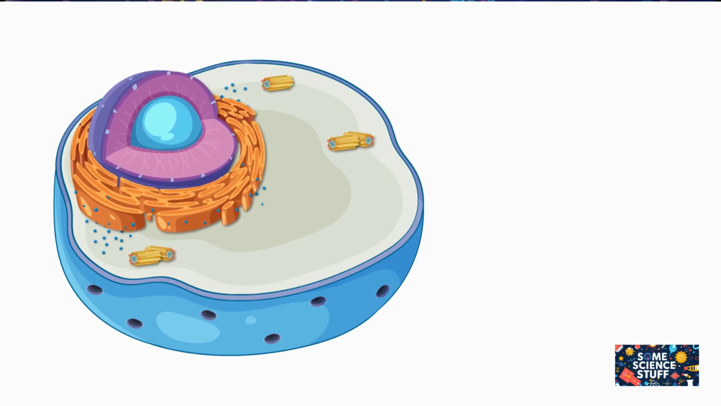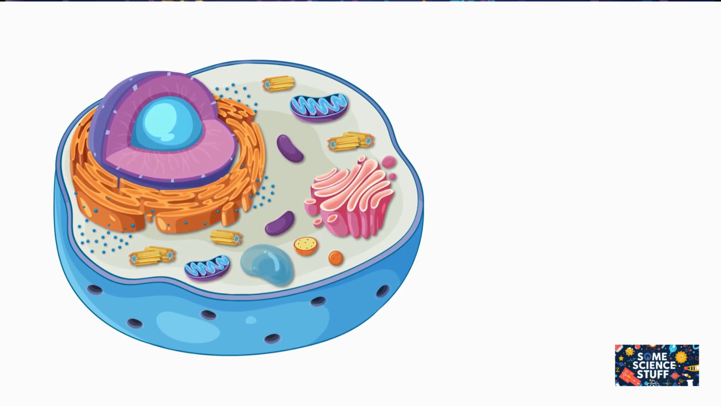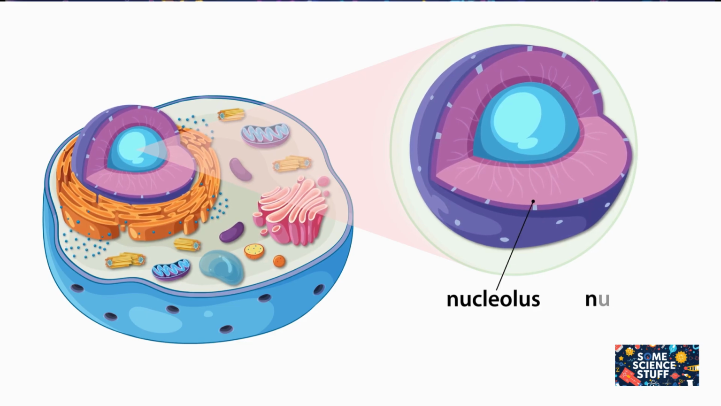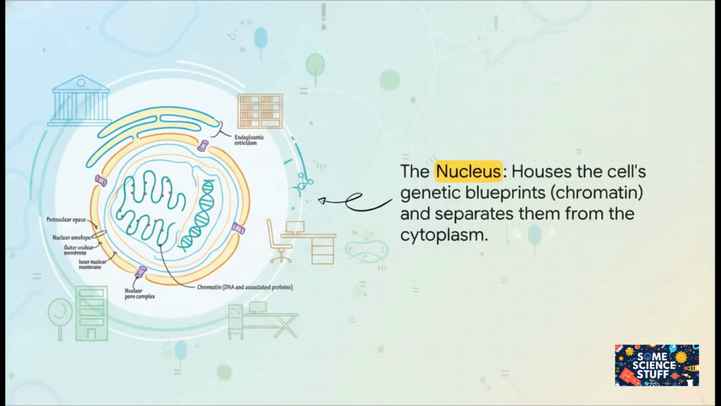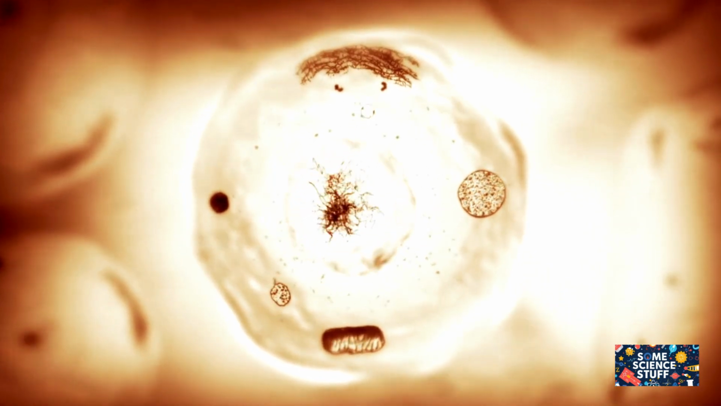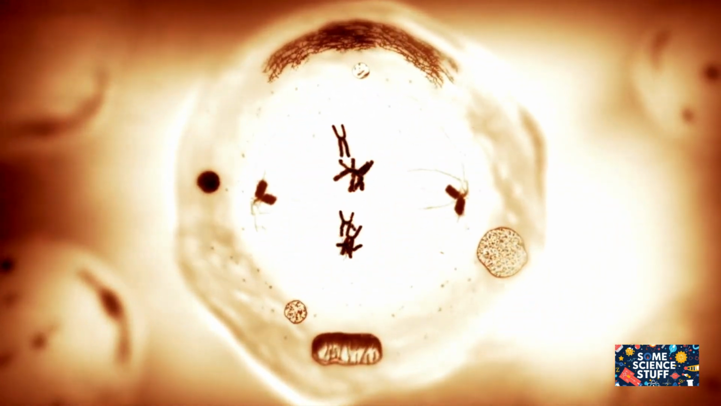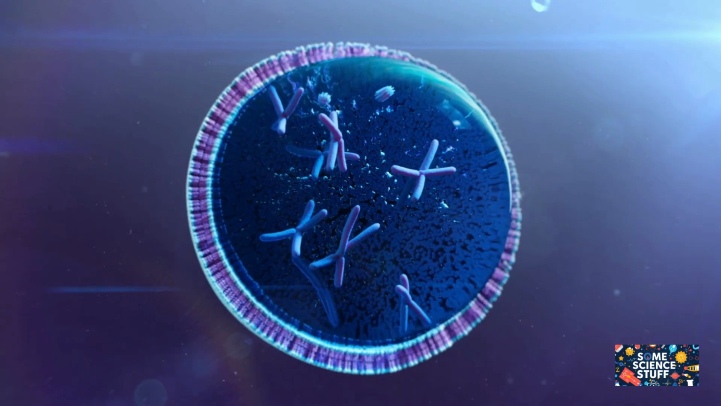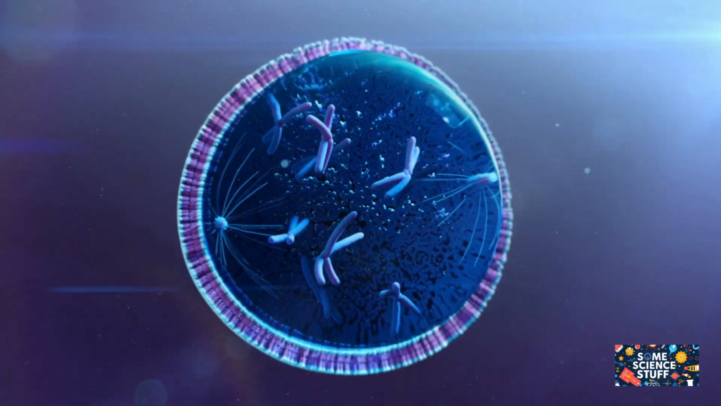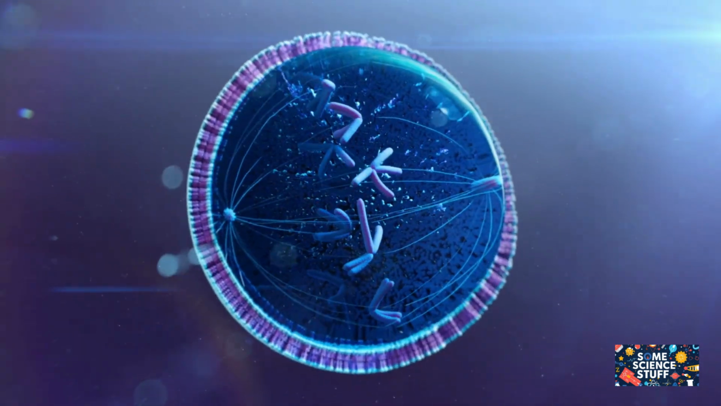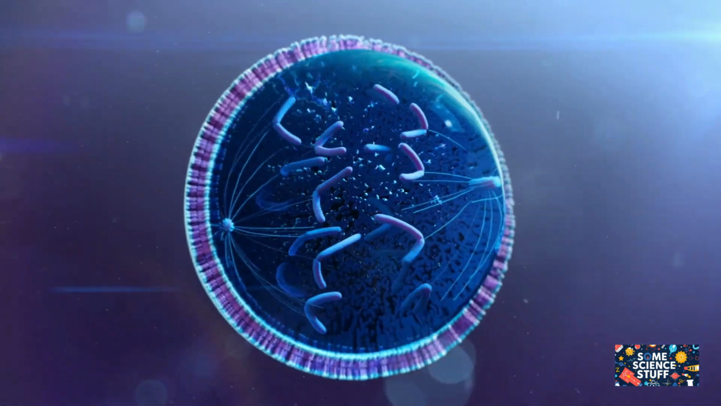All right, with the city's framework in place, our next stop is its most important building. Welcome to Command Central, the nucleus. This place is basically City Hall, the main library, and the CEO's office all rolled into one. The nucleus is where the cell keeps all its genetic material, its DNA, organized as chromatin. Its primary job is to protect this precious blueprint and control the cell's activities by regulating which genes get turned on and off.